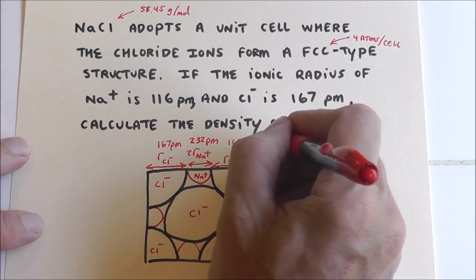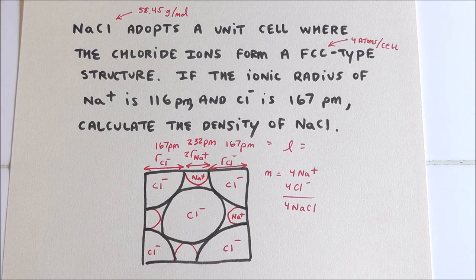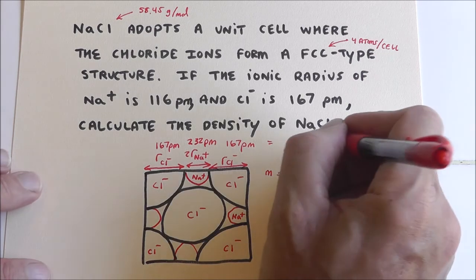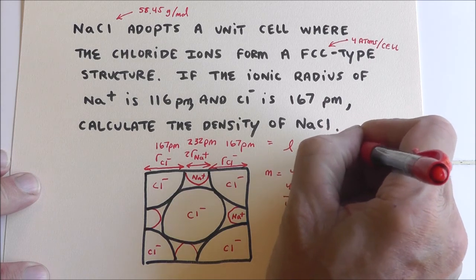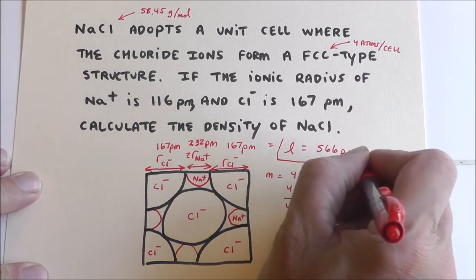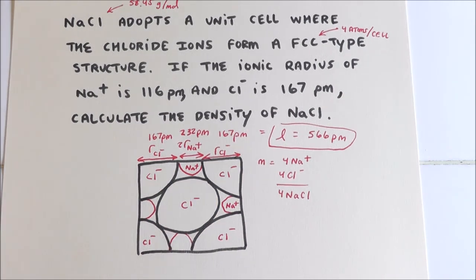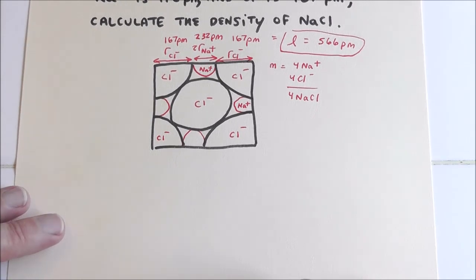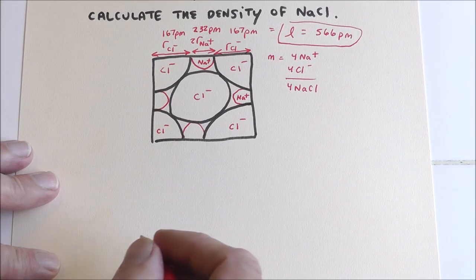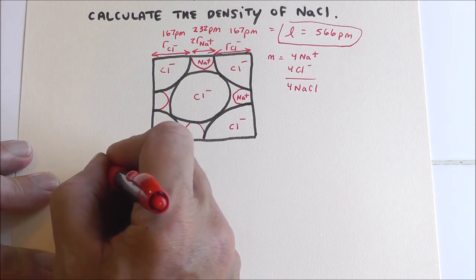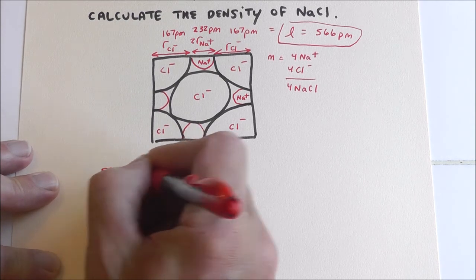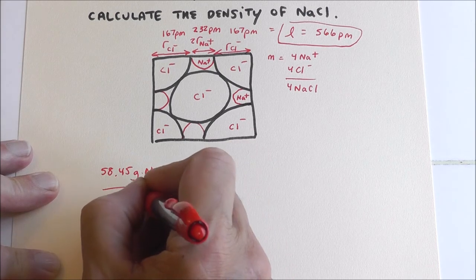So doing some higher math, L would be 167 plus 232 plus 167, which is 566 picometers. Remember, volume is L cubed, and that's our mission. So what do you want to work on next? I say we do the mass first, and then we do the volume next. And it's the same old song and dance here. So let's go ahead and say 58.45 grams NaCl in 1 mole.